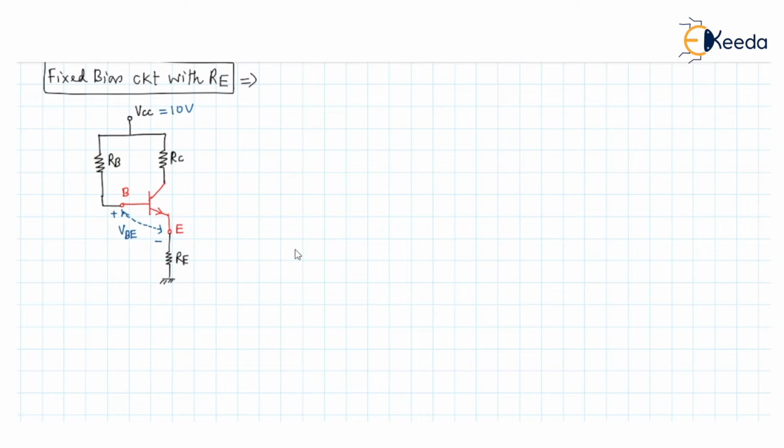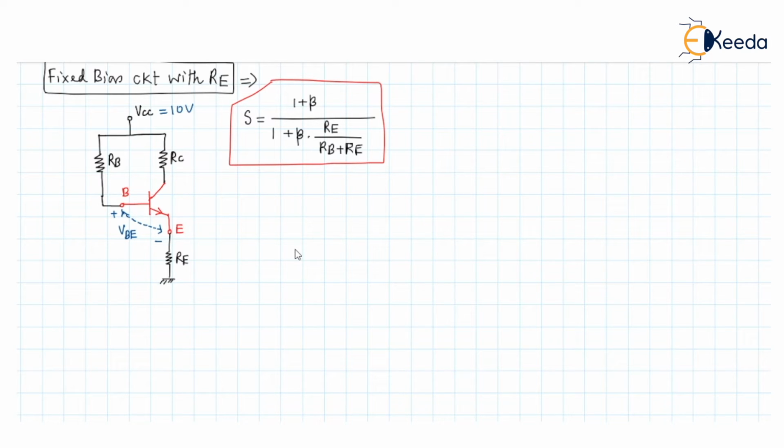Now if we find the stability factor, it is going to be 1 plus beta into RB plus RE, divided by RB plus RE times beta. By derivation we can find this. So this is the stability factor value for the fixed bias with emitter resistance.